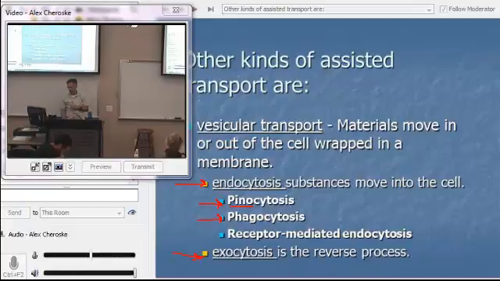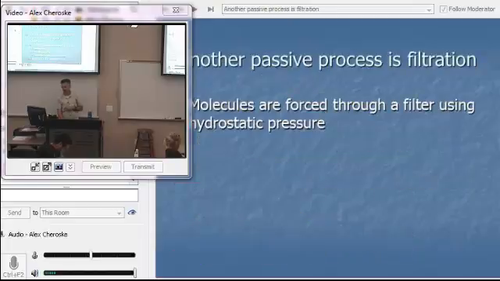And then receptor-mediated endocytosis. This could be for particular special molecules or larger structures that we want to bring inside the cell. It's very specific. It uses receptors to bind to it, to identify it, and then it takes a large chunk of it in as opposed to just one thing. But all of those are different types of vesicular transport coming into the cell.